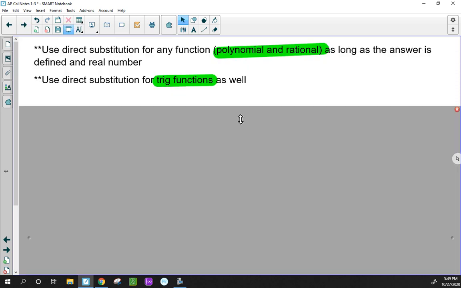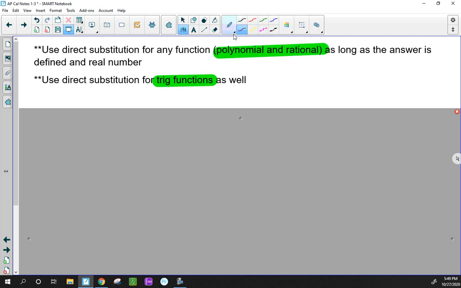Next, we're going to look at direct substitution. We're going to use direct substitution for any function, a polynomial function, which means like x to the second, x to the third, so on, a rational. As long as the answer is defined and it's a real number, we are allowed to directly substitute the value in. We also can use direct substitution for trig functions as well. So what I basically mean for direct substitution is, again, you're going to take whatever the value is x is approaching, they'll give you some kind of number, you're going to take that number and substitute it in place of x into your problem and work it out. That should give you the limit answer.